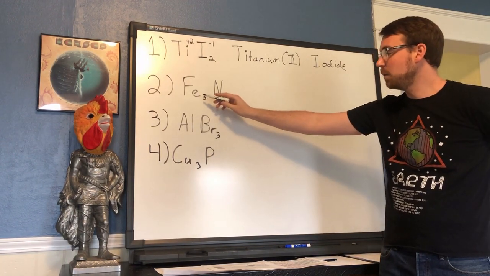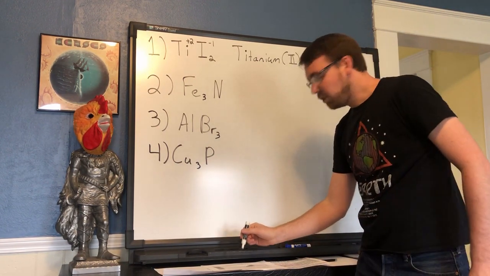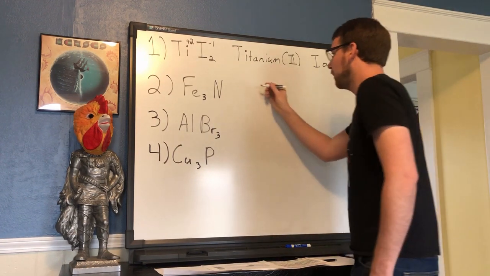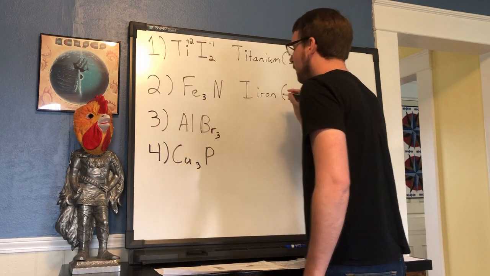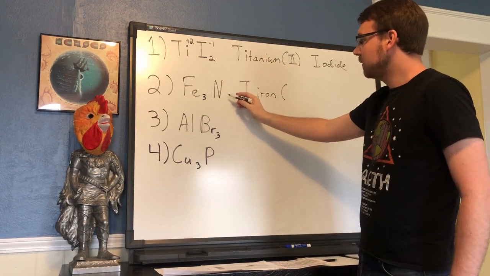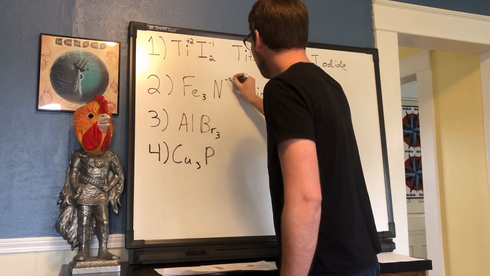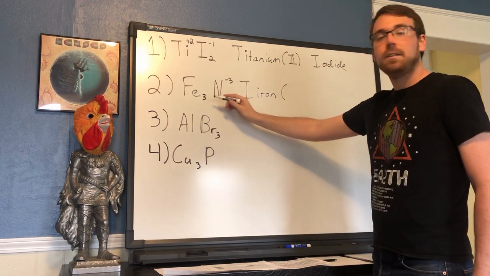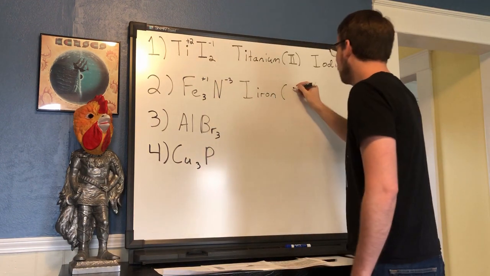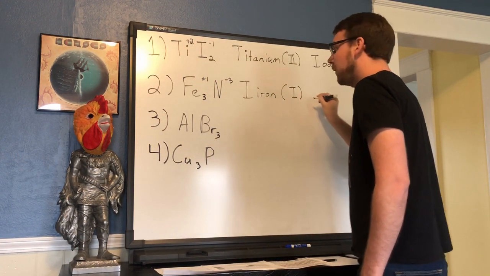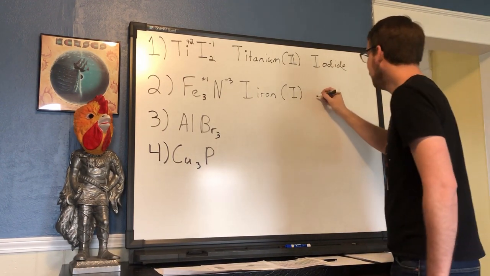Next, we have a compound with iron and nitrogen. Again, the iron is a transition metal. It has multiple charges given. We are going to need to have a Roman numeral. So we have iron. Now we need to look at our charges. Nitrogen has a charge of -3. There are 3 irons, so each iron must have a charge of +1. So we have iron 1 nitride. The nitrogen ending is changed to "ide."